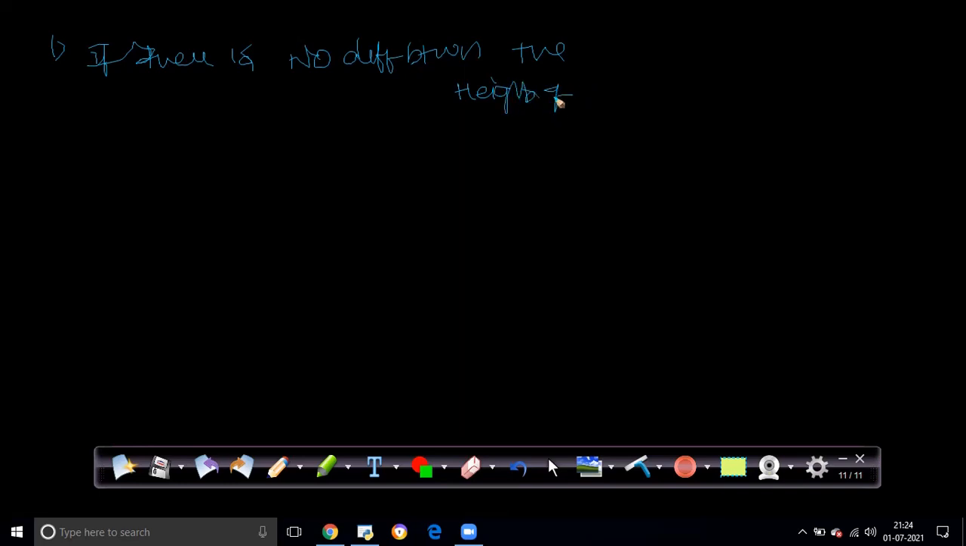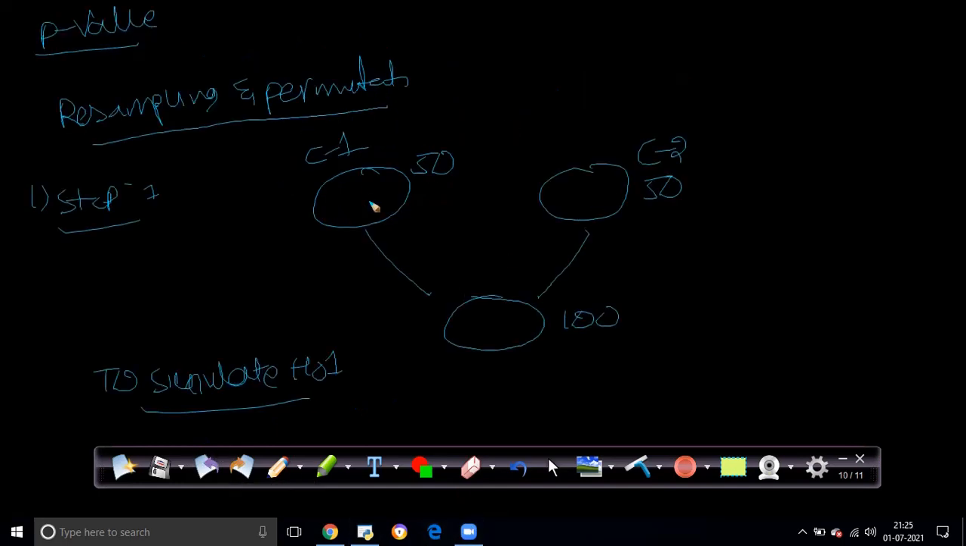So if there is no difference between the heights of students of classroom 1 and classroom 2, what we have taken is 100 students which we have combined from classroom 1 and classroom 2. So we have totally 100 students.